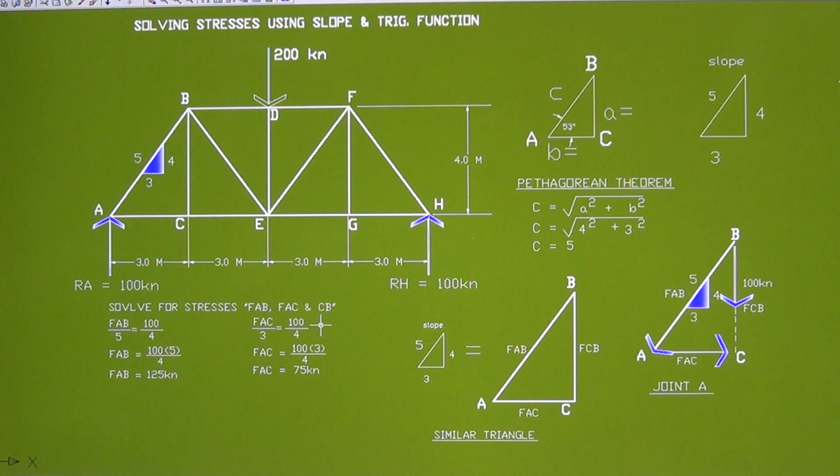And now cross multiplying that, we get FAC is equal to 100. The 3 here goes here. In cross multiplication, you get 300. Multiply 100 by 3 equals 300, divided by 4. FAC now is equal to 75. Alright, so just that simple.